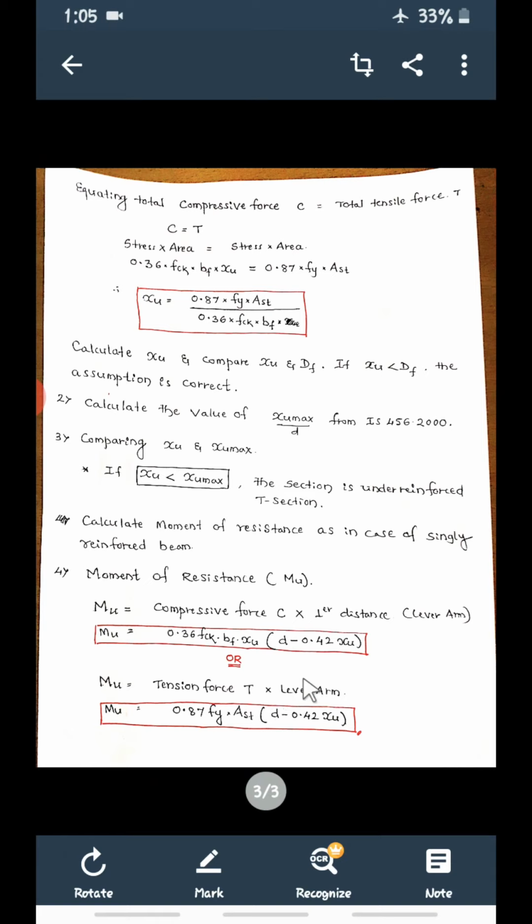Next, case number 2, if it is outside the flange, we will consider in the next class. I hope you have understood this procedure. So in the next class we can consider case 2.